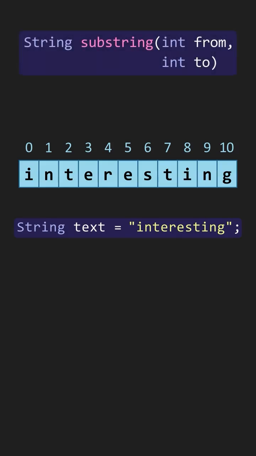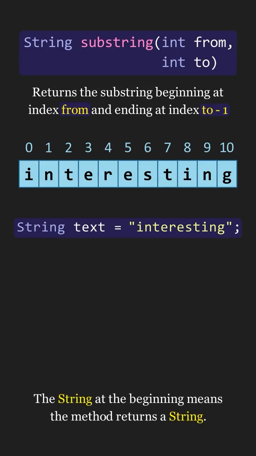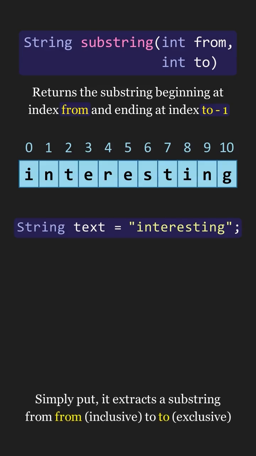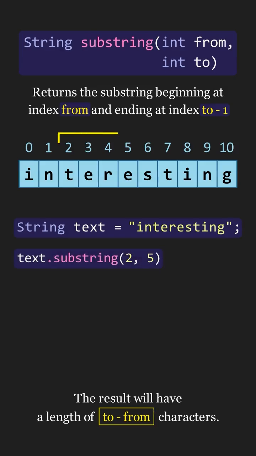Next is the substring method. It returns the substring beginning at index from and ending at index to minus 1. The String at the beginning means the method returns a string. Simply put, it extracts a substring from inclusive to exclusive. The result will have a length of to minus from characters. For example, if from is 2 and to is 5, the result will be the string "ter".